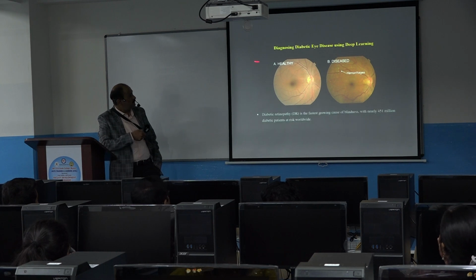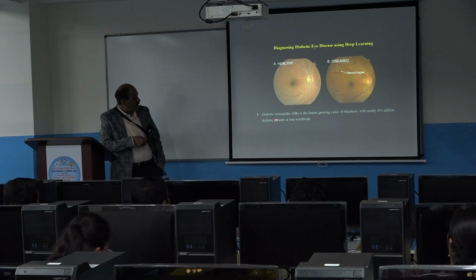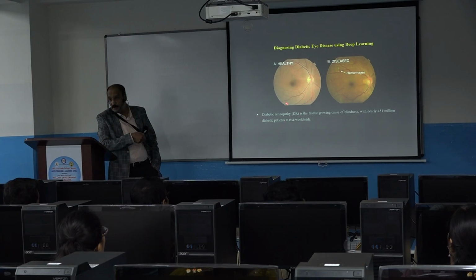And here is an example of diabetic retinopathy, right? Diabetic retinopathy, an eye disease, using deep learning. This is healthy, and this is diseased. Now look at here, these parts which are hemorrhages, which are the cause of this diabetic retinopathy, right? This is the fastest growing cause of blindness, with nearly 451 million diabetic patients at risk worldwide.